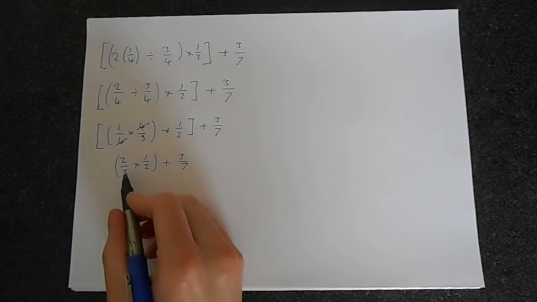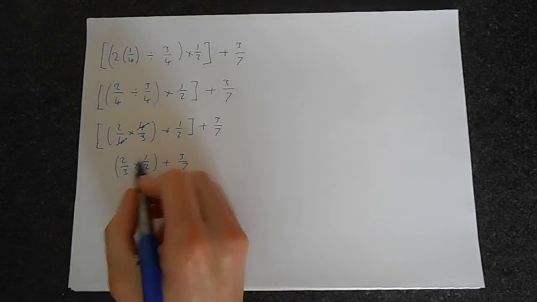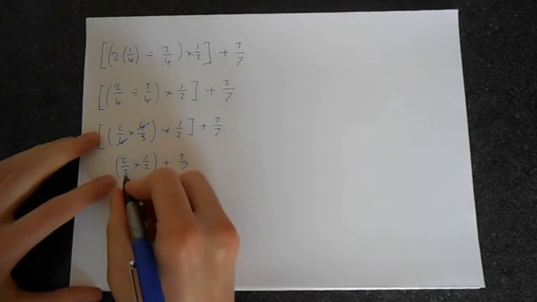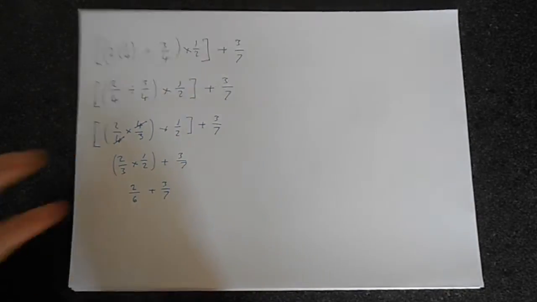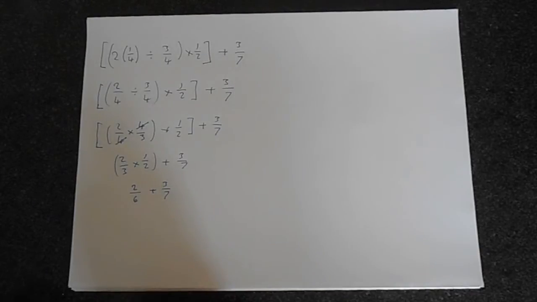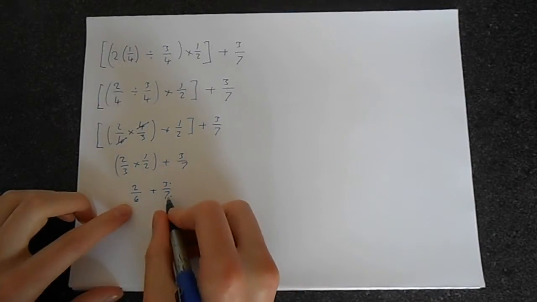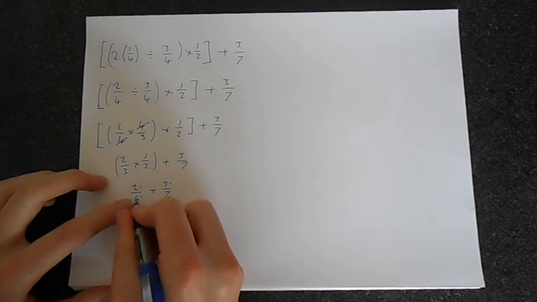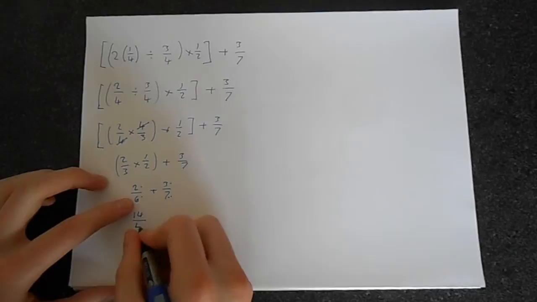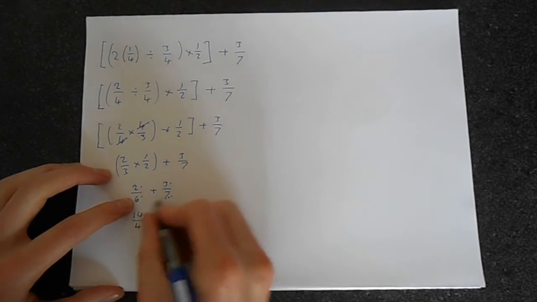Again, multiplying, common denominators don't matter. You just do top times top, bottom times bottom. 2 times 1 is 2, and 3 times 2 is 6, plus 3/7. Okay? These have different denominators. So the way to do this is we take this 6 times top and bottom, then this 7 times top and bottom. So we're doing 2 times 7, which is 14, 6 times 7, which is 42, plus 6 times 3 is 18, and 6 times 7 is 42.